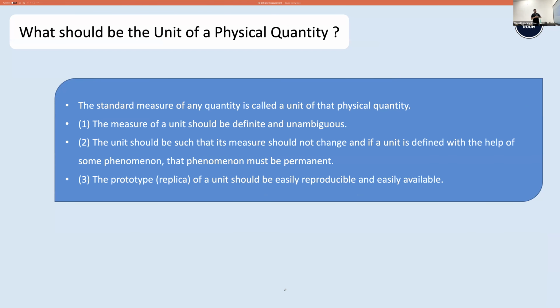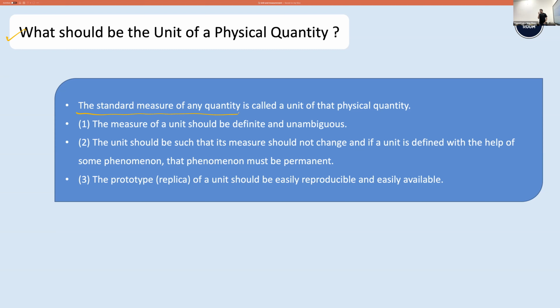Now, having said this, the first question that we need to answer is, what should be the unit of a physical quantity? So I told you, you need to define the unit, but before you define something, you need to know certain rules, right? If you say something is a unit, then what is that unit supposed to have, is what the question is. So what should be the unit of a physical quantity? The simplest definition is the standard measure of any quantity.